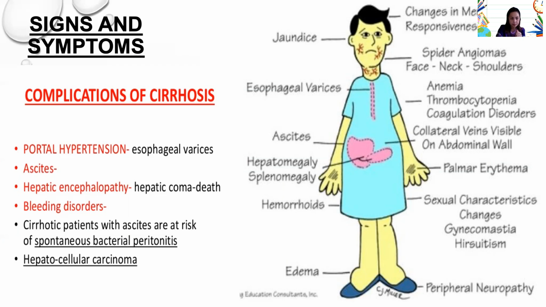So, complications niya, pwede magkaroon ng portal hypertension, ascites, hepatic encephalopathy, and bleeding disorders. Pwede ka rin magkaroon ng hepatocellular carcinoma o pwede itong mauwi sa cancer. So, ano ba nangyayari sa patient na may cirrhosis?